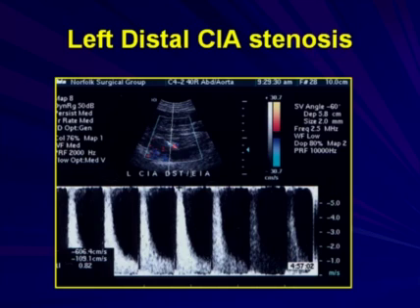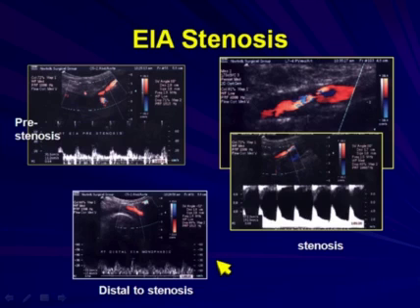Here's another example of a severe common iliac artery stenosis, over 600 centimeters per second. It's aliasing, and there's a loss of the reverse flow component, certainly very stenotic.